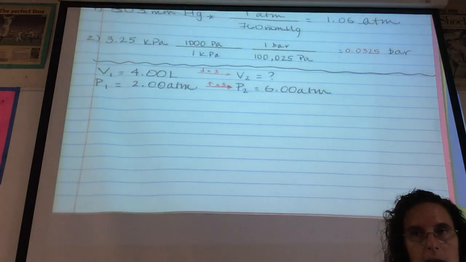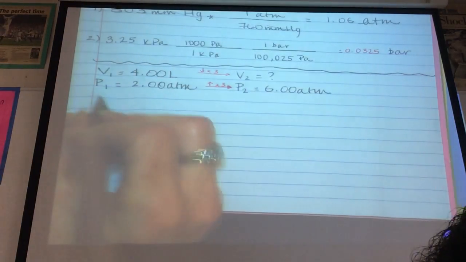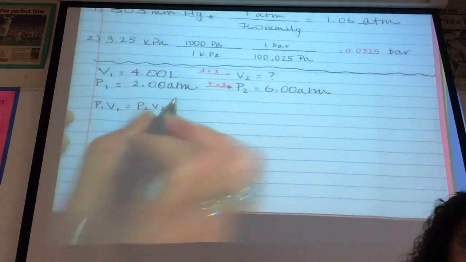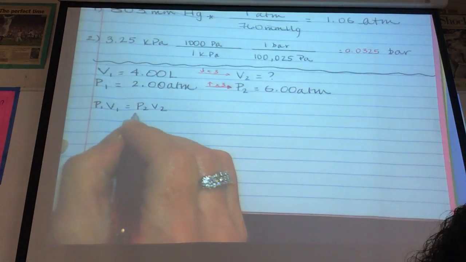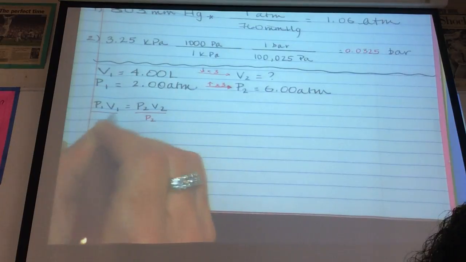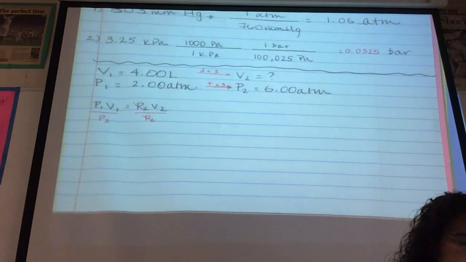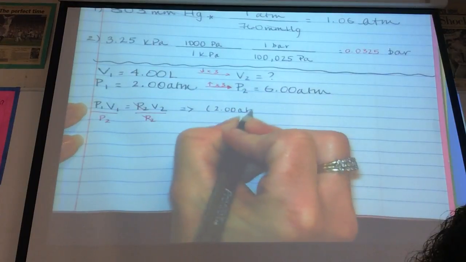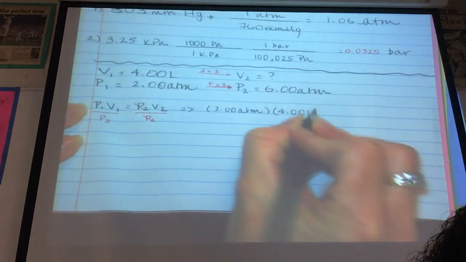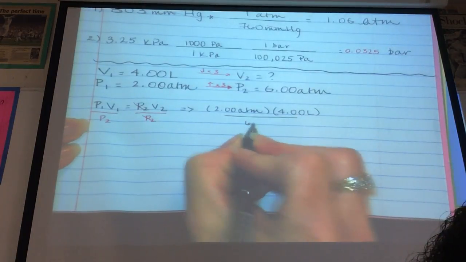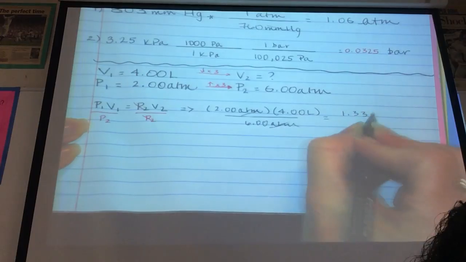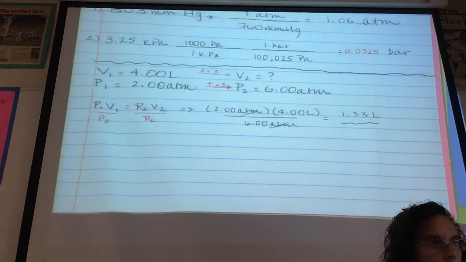So 4/3 is 1 1/3, which is 1.33 liters, but you can do it plug and chug style. You've got P1V1 is equal to P2V2. You're solving for V2, which means you're going to divide both sides by P2. Now V2 is equal to P1V1 over P2. 1/3 of 4 is 1.33 liters. And your answer is consistent. The pressure increased. The volume is going to decrease.